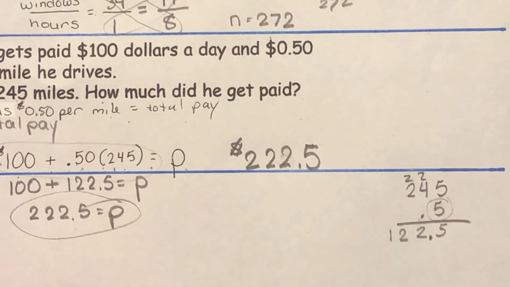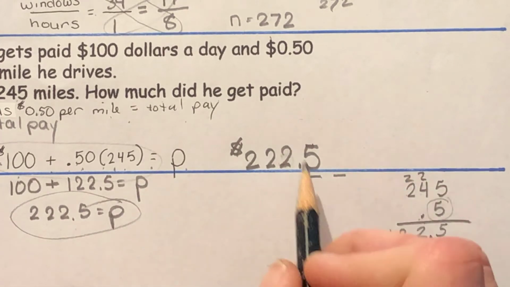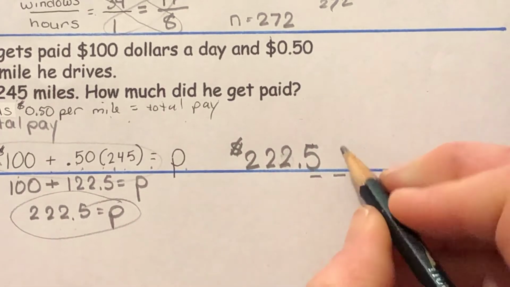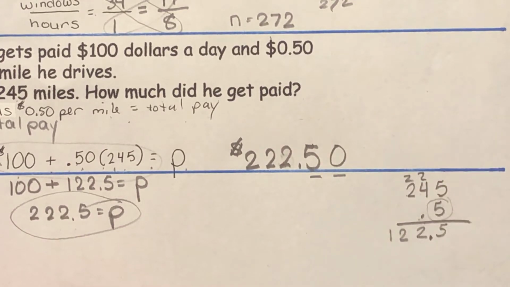Is that correct? Please say no. It is correct, but it's not exact. It's not how we write money. When we write money, we have 2 digits after the decimal. This would be 50 cents. So I need to put a 0 after that. So it's $222.50.